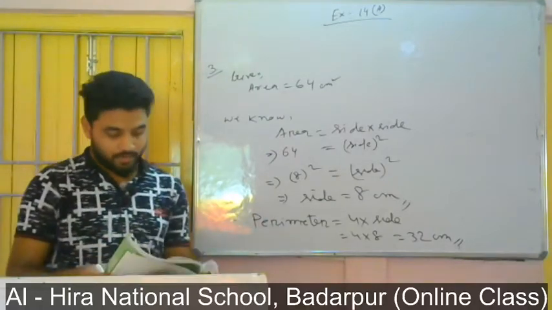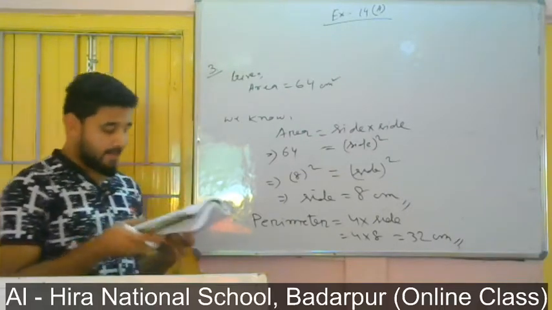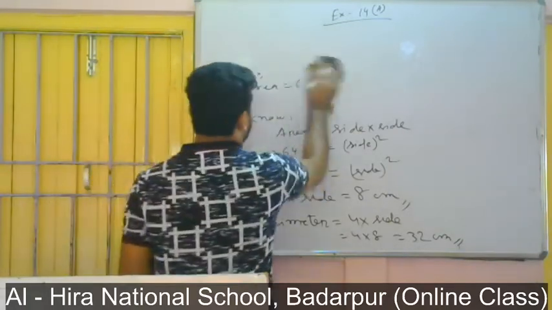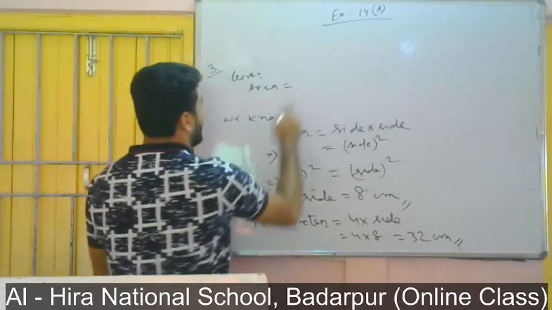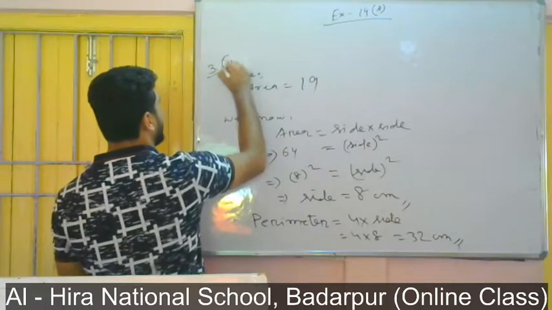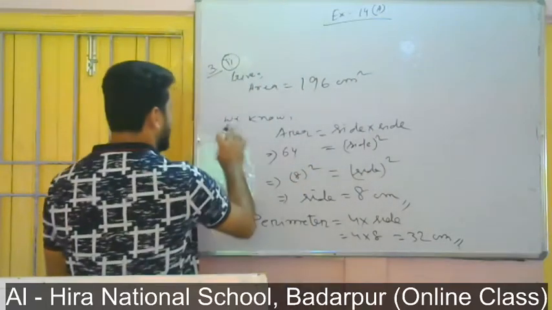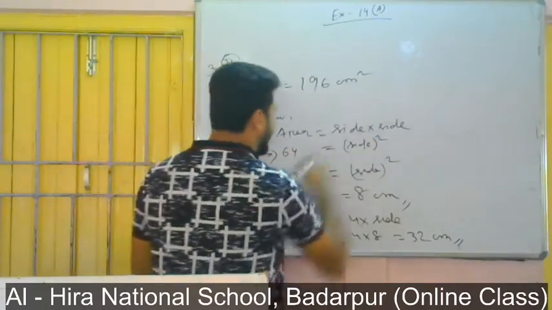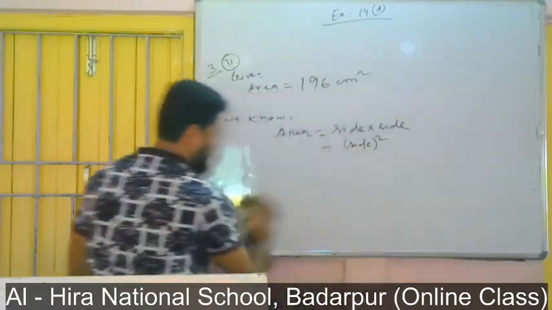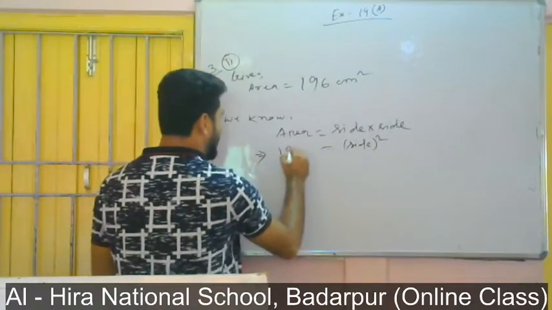Now come to question number 2. Area, what given? 196 centimeter square. Okay, then in place of 64 it will become what? 196. That was earlier question number 1, now question number 2. So write again, we know area equals to what? Side into side. So in place of area I can write 196.